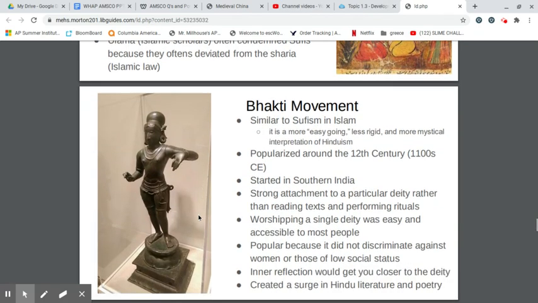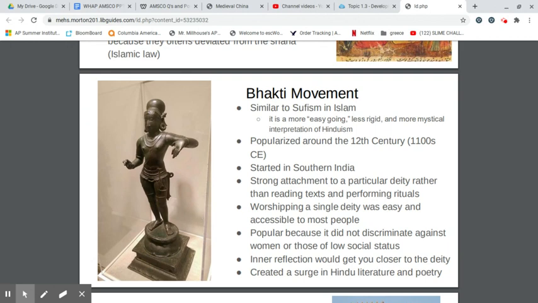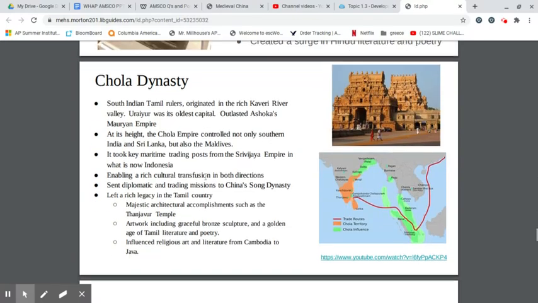Now, the Bhakti movement, again, it's a softening of Hinduism and becomes popular in the 1100s. It starts in southern India. And where Hinduism has thousands of gods, the Bhakti movement is encouraging people to choose a single deity. That's a lot easier for people to manage, one or two deities rather than this huge pantheon of gods and goddesses. But it was also popular because it didn't discriminate against women like Hinduism did, or poor people like Hinduism did. And its inner reflection could get you closer to that deity. It created a surge in Hindu literature and poetry at the time.